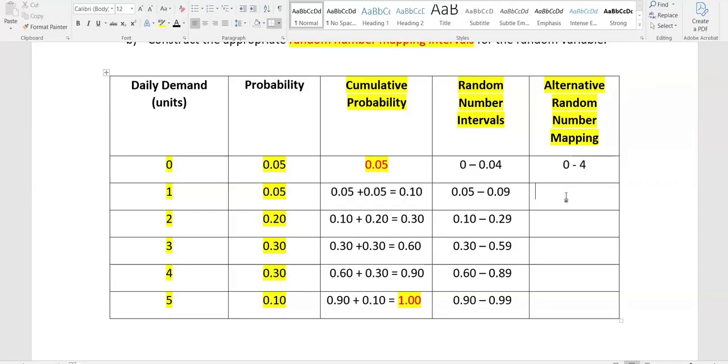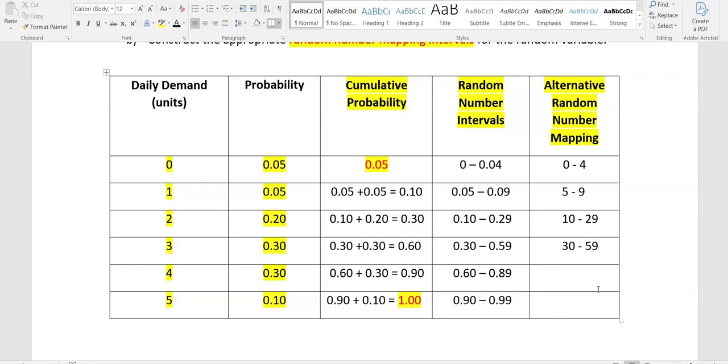0 to 4, then 5 to 9, just to express them as whole numbers, because we will need to read the probabilities as whole numbers. 10 to 29. 30 to 59.